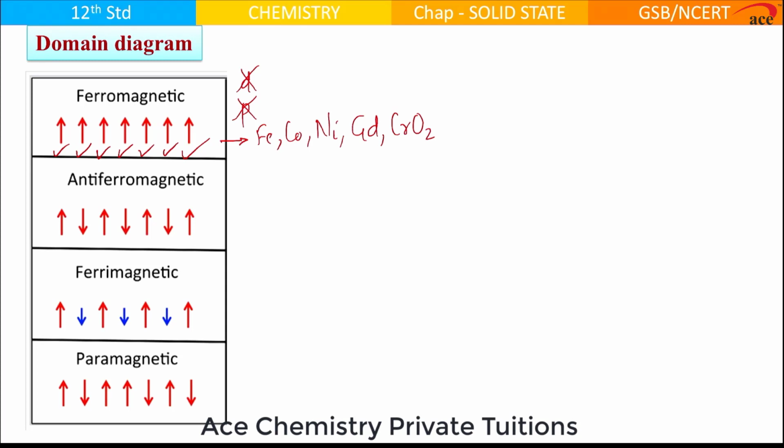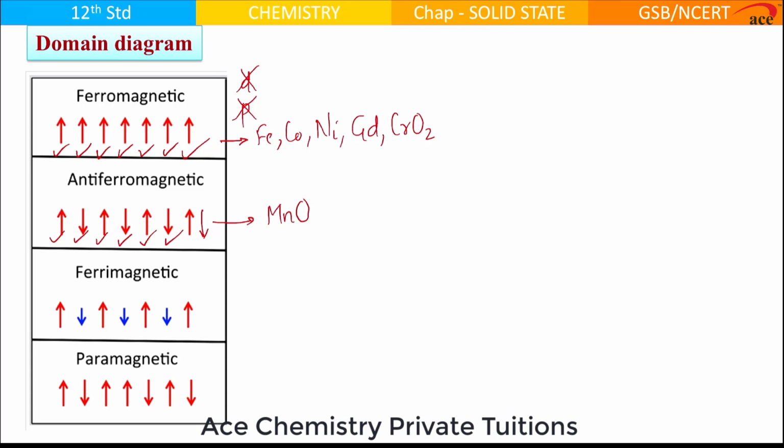What are you able to realize? Domains are cancelling each other. Right? If domains are cancelling each other, then substances are anti-ferromagnetic as per NCERT. There is only one example.